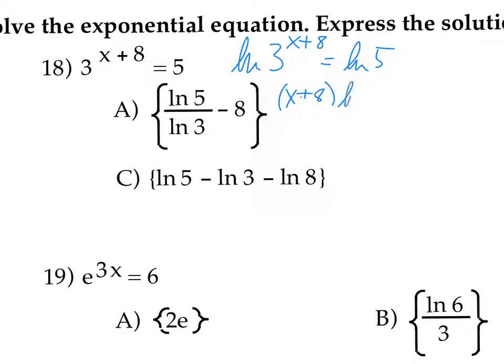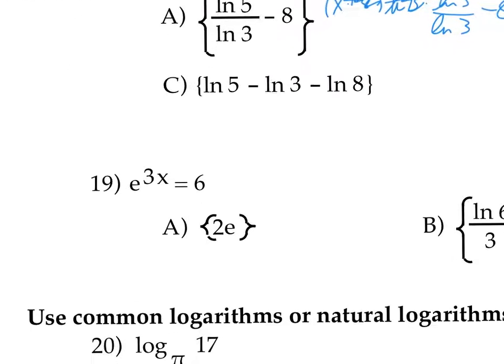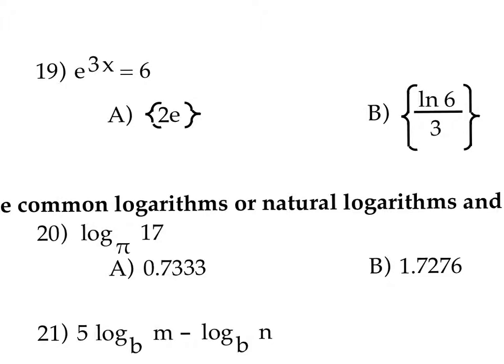We're going to move the x plus 8 down in front. You can either distribute that ln of 3, or you can divide by ln of 3, which is what I do here. Smart choice, Mr. Carlson. And then if I minus 8, I get x by itself, leaving me with ln of 5 over ln of 3 minus 8.